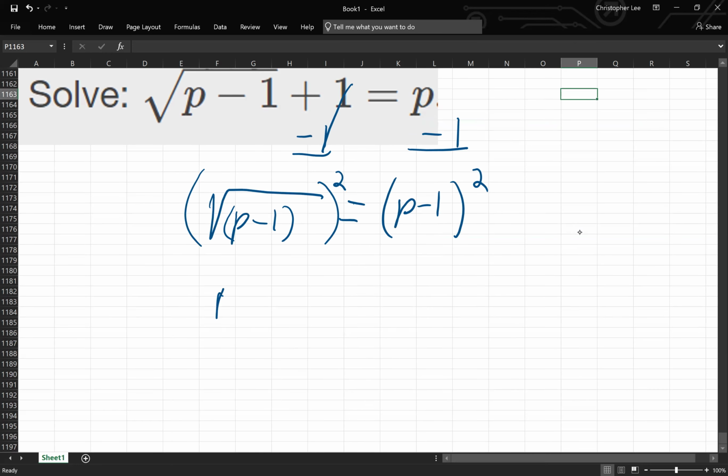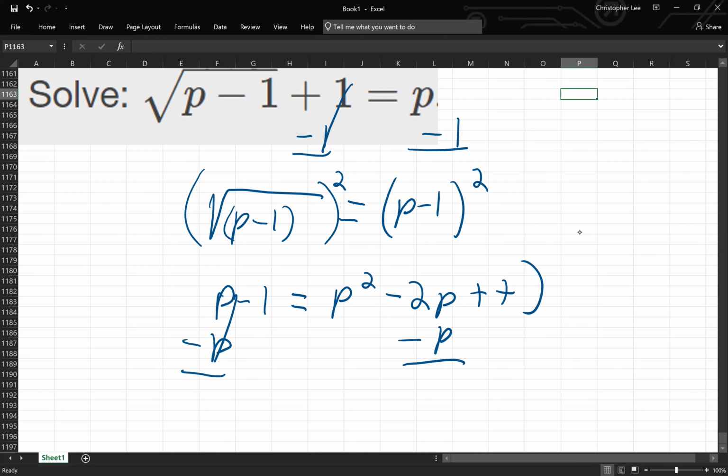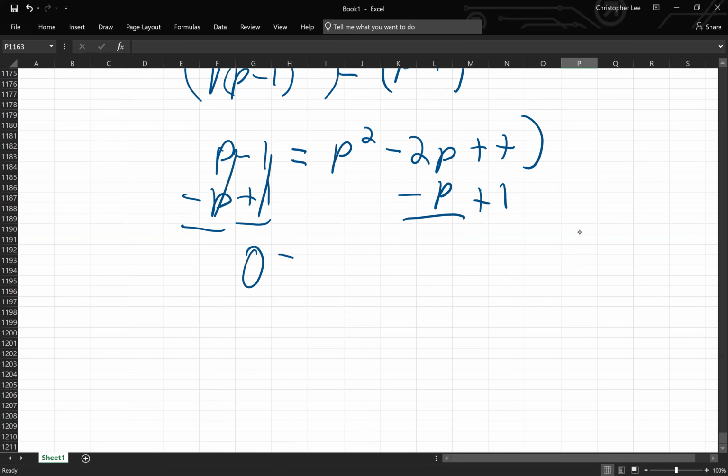So now I have p minus 1 is equal to, I have p squared minus 2p plus 1, right? That's me using the formula in my head. Then I'm going to subtract p from here. What I do to one side, I do to the other. And then I'm going to add 1 here. And now what do I have? I have 0 is equal to p squared minus 3p plus 2. All right.